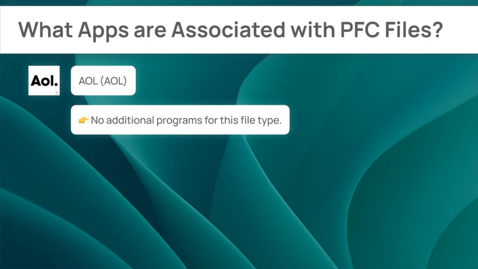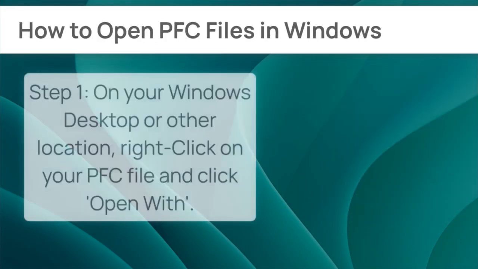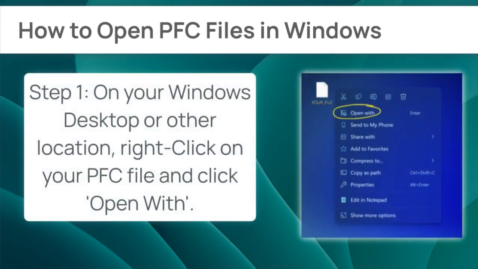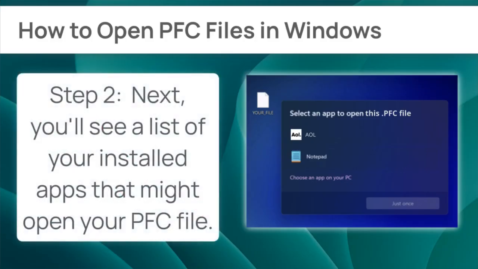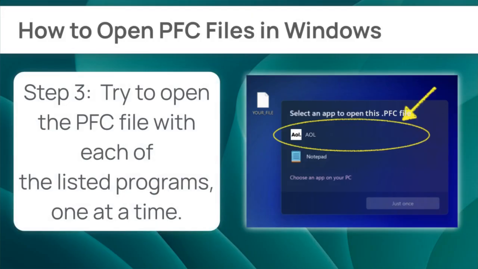Full file extraction and decompression must be managed by a third-party utility. Windows typically exposes only metadata, so proper reading relies on the software built for that data type. The quickest way to solve the failure is to test all compatible openers. Right-click the PFC file and hit Open With. Use AOL if installed. If not, choose another program. We must confirm the software handler.